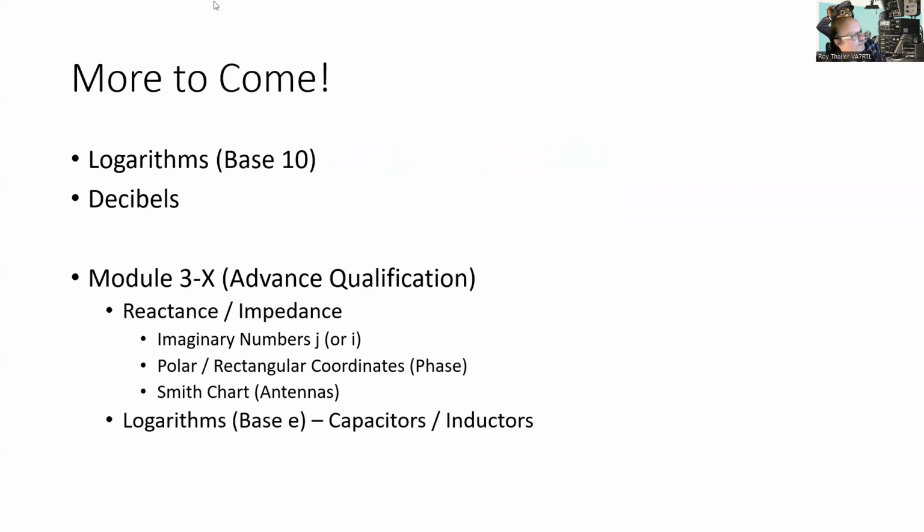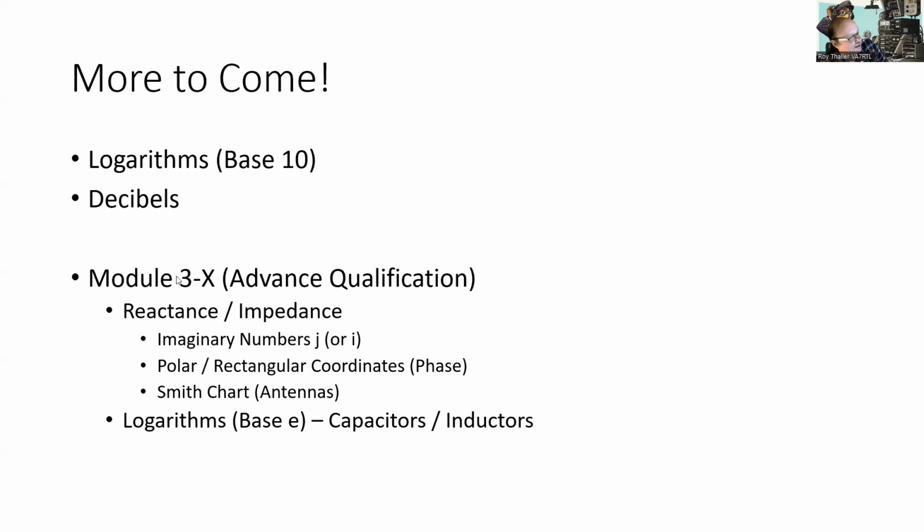So more to come. We'll talk about logs in base 10, which relates to decimals. So that'll be coming up in a few weeks. When we talk about power, we'll probably introduce decibels.